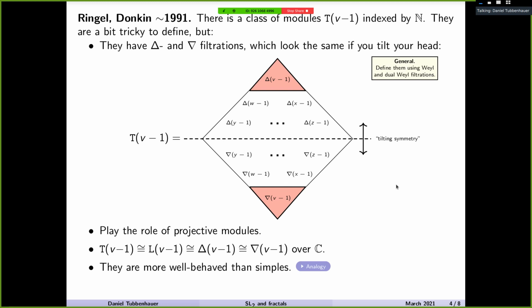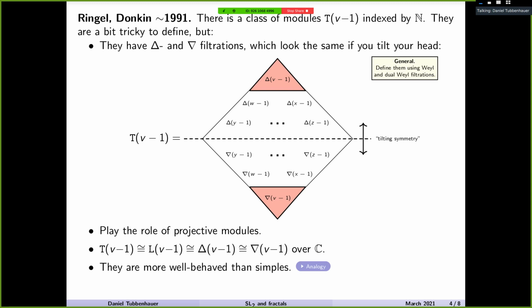But they have this nice tilting symmetry. So if you tilt your head, then it still looks the same, right? So if you would tilt a picture 180 degrees, or mirror it along the axis, then it would still look the same. So they have some nice properties. In particular, they are self-dual in a reasonable sense.